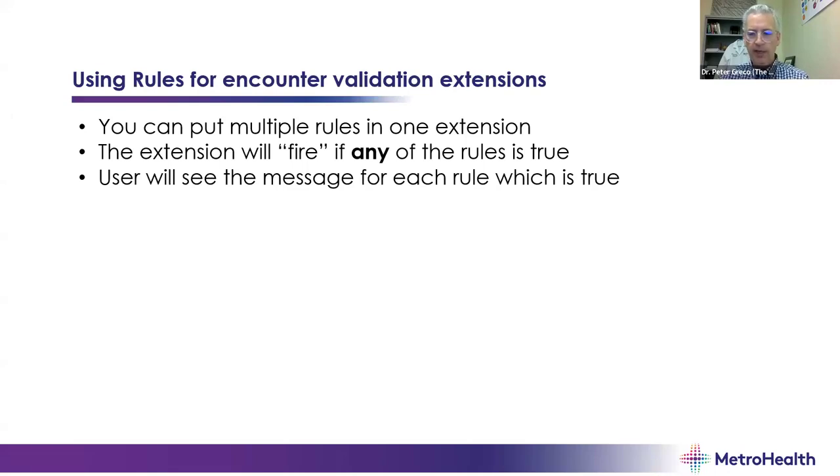Because if you've ever had to configure a profile for encounter validation, you know that these lists can be very long because you have to list all the encounter validations you want to run for every encounter type that you want to run them for. So with this multiple rule extension, the user will see whatever rule message applies to any of the rules that were true in your extension. So again, I'll show you an example of that.